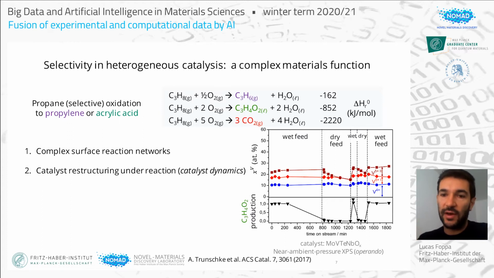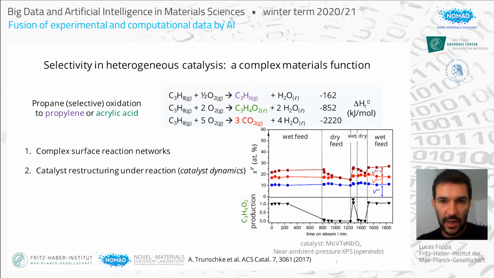And here in this graph on the right, I'm showing you an example of how this happens. So here I'm showing some results from experiments. So this is a near ambient pressure X-ray photoelectron spectroscopy operando experiment. So this means that during these experiments, we are looking at the constitution of the surface of the catalyst. At the same time, we measure the rate of production of certain products.